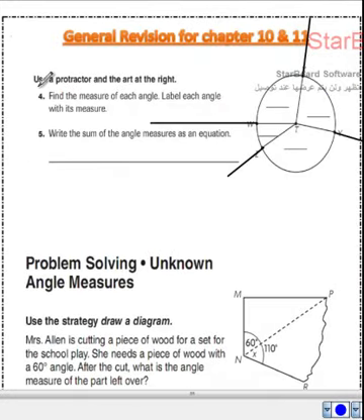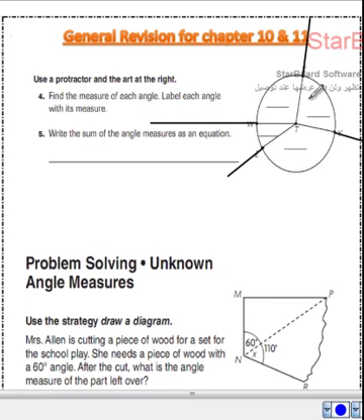On this page, he wants me to use a protractor again, and the art at the right, this figure, to find the measure of each angle. To find the measure of each angle, you should extend the line segment to get the measure perfectly. Label each angle with its measure.